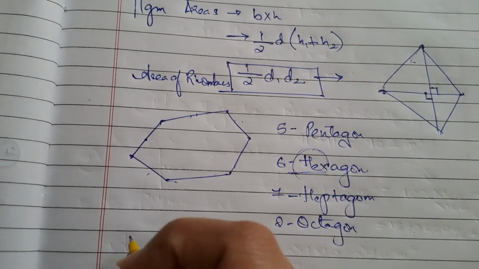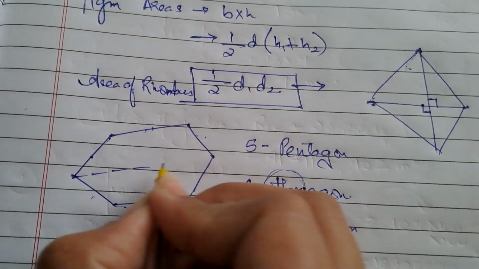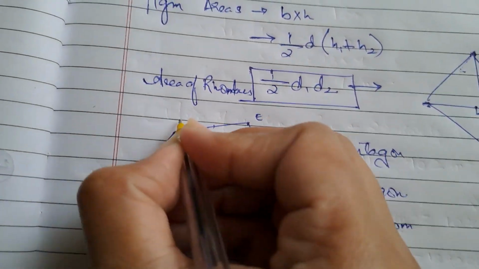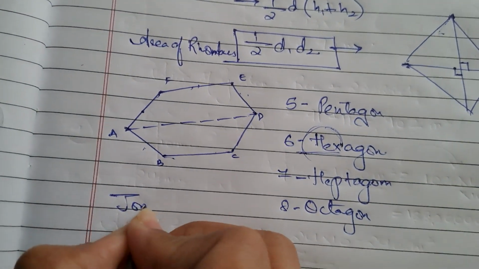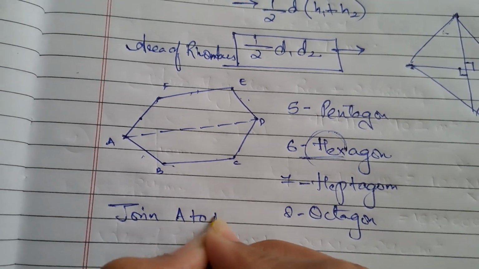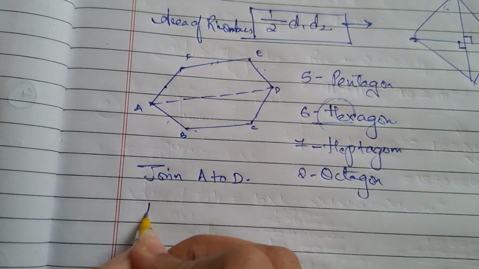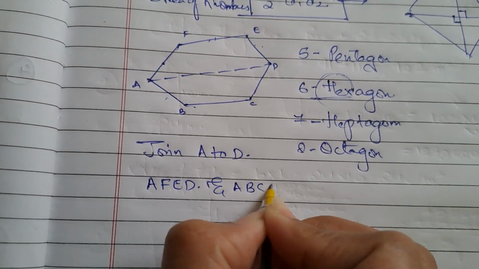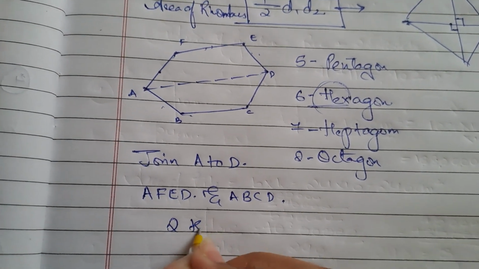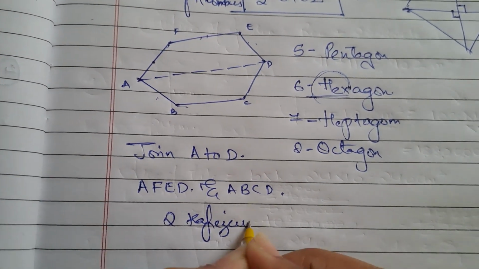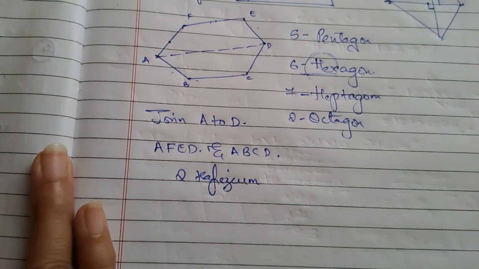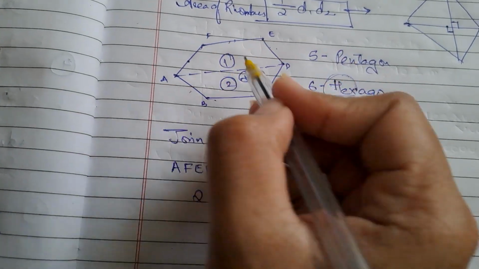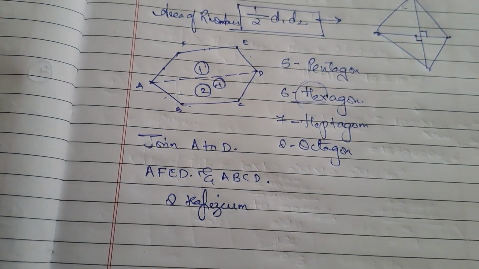Okay, that's there. अब इसको कैसे करेंगे? So I'm going to draw an imaginary line. Let's name the vertices A, B, C, D, E, F. So I'm going to join A to D. So this becomes A, F, E, D, and A, B, C, D, two trapeziums. I can find the area of one and the area of the other and add them together. I'll get the area of this hexagon.